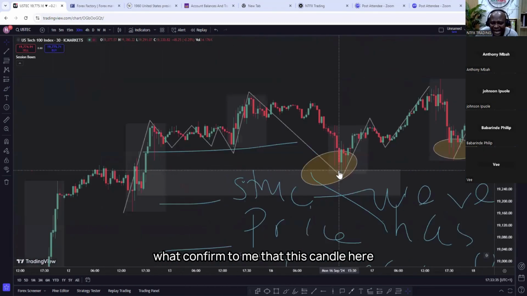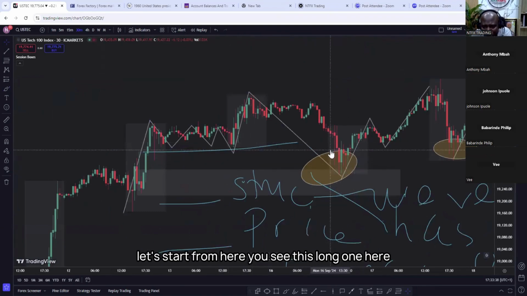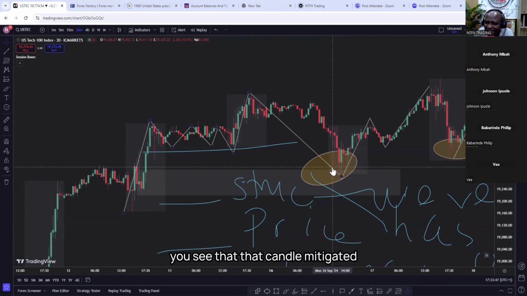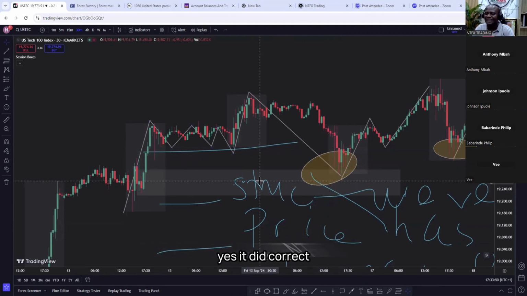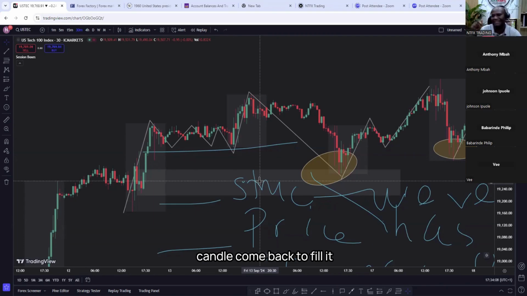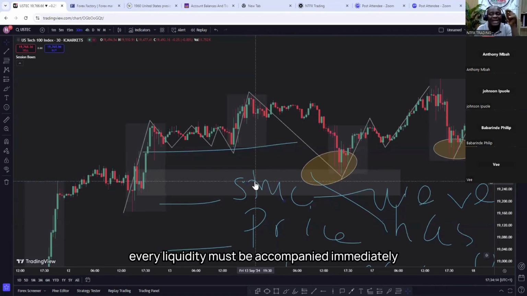that this candle here, this red one, okay, let's start from here. You see this long one here with wicks? Do you see it? Yes, sir. You see that candle mitigated? Yes, it did. Correct. Anytime you see a candle like that mitigate your zone and leave immediately with a wick, there's plenty of liquidity there. Don't touch it. You will see another bearish candle come back to fill it, because every liquidity grab must be accompanied immediately by what is called injection.